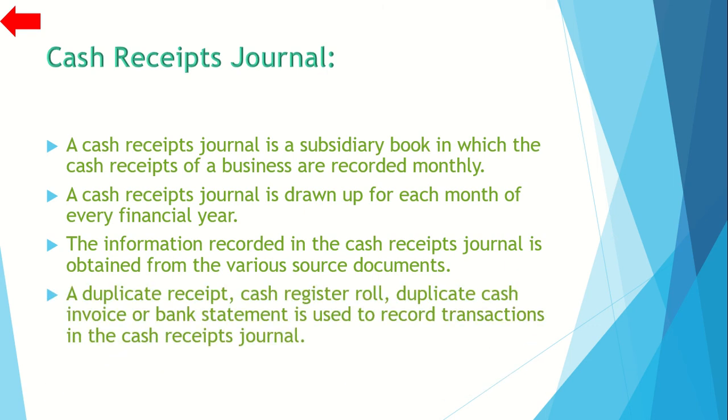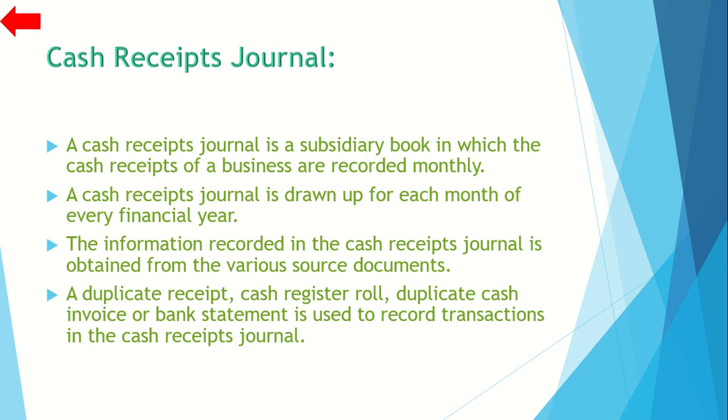Now, a duplicate receipt, cash register roll, duplicate cash invoice, or bank statement is used to record transactions in the cash receipts journal. Now, we don't use the receipt that we give out, but we have something that is left behind. That is a duplicate receipt.